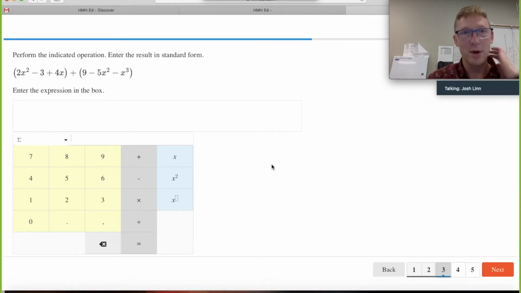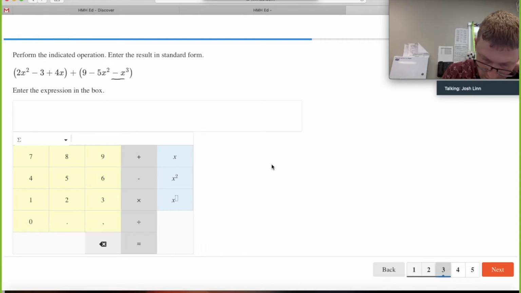Perform the indicated operation, enter the results in standard form. So again, it's a plus, so you don't have to worry about negative signs, just keep them with the coefficients. Combine like terms, you can do this horizontally, vertically. At this point, even in your head is probably fine. So I'm just gonna talk through it.